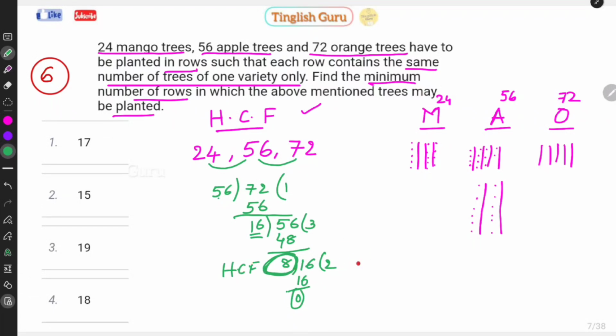So HCF is 8 means in each row there will be 8 plants. So in each row there will be 8 plants. Now what we have to do? We have to divide all these three numbers by 8. So let us use another color. All these numbers divided by our HCF.